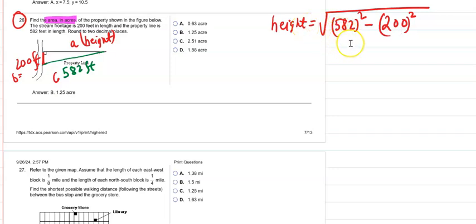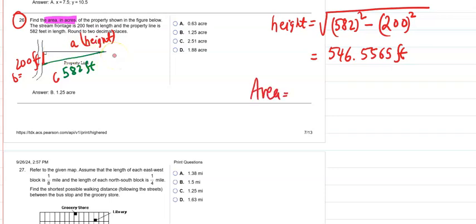Again, you refer to the formula in the notes. That's the height. If you take the square of this number and the square of 200, and find the square root altogether, you get 546.5565 feet. So this is the height. We found the height here. Now let's find the area.